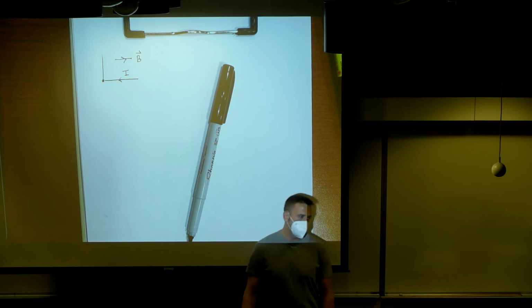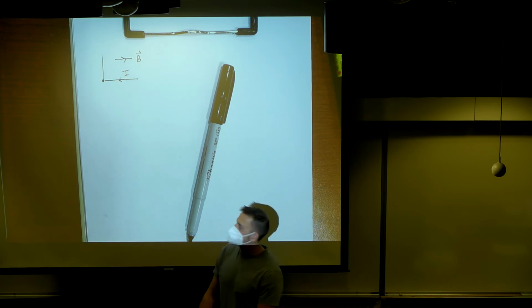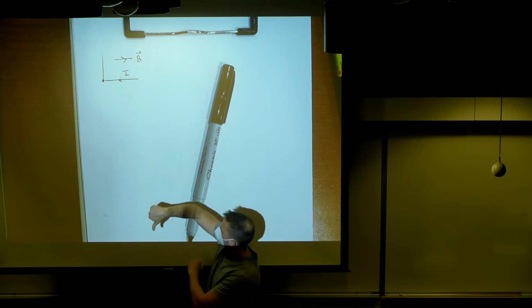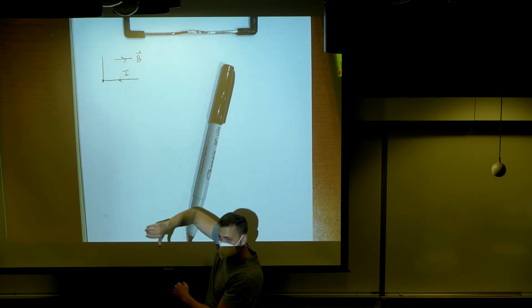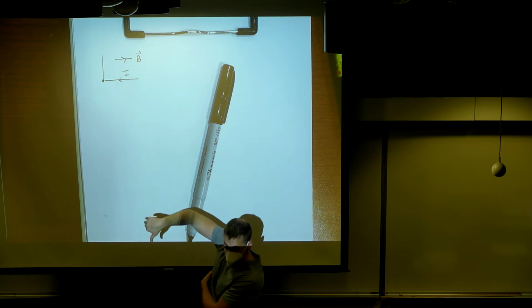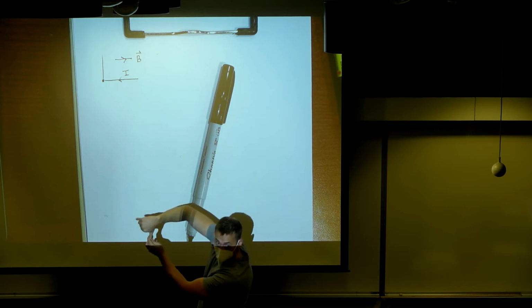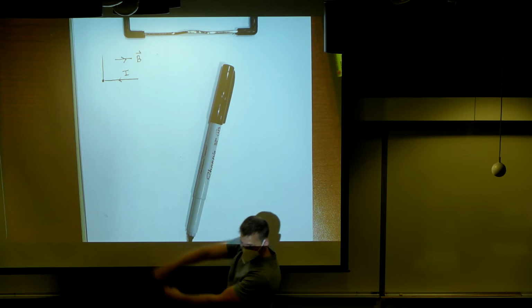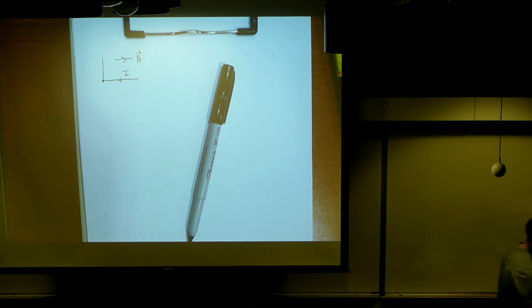So let's go ahead and find the mu vector on this diagram. We're going to take the right hand and curl it in the direction that current is circulating around the loop, so it's like this. My thumb is now pointing down. Does that make sense? Thumb is going down. That's the direction of mu.